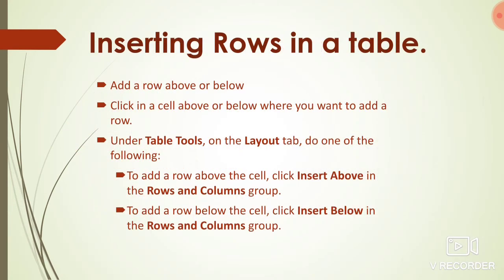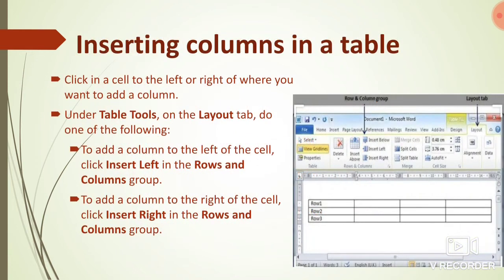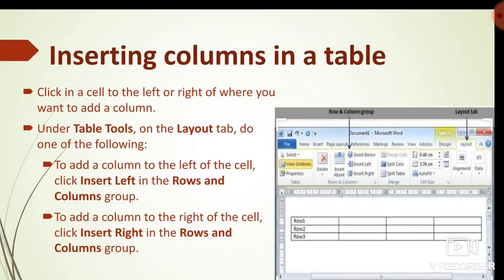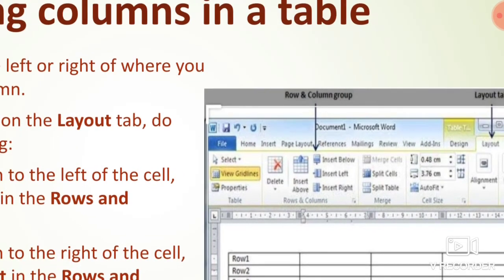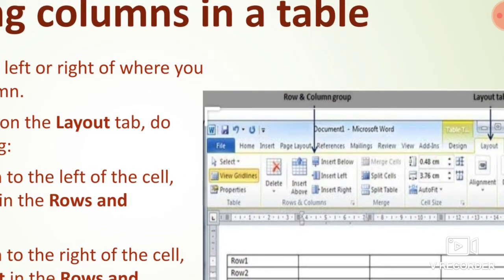Next is how will you insert a row in a table. For adding a row in a table, first you have to select the cell above or below which you require a row. Then again under the table tools on the layout tab, do one of the following. See, same here under the layout tab, in the row and column group, two options are there. You can see the insert above or insert below option.